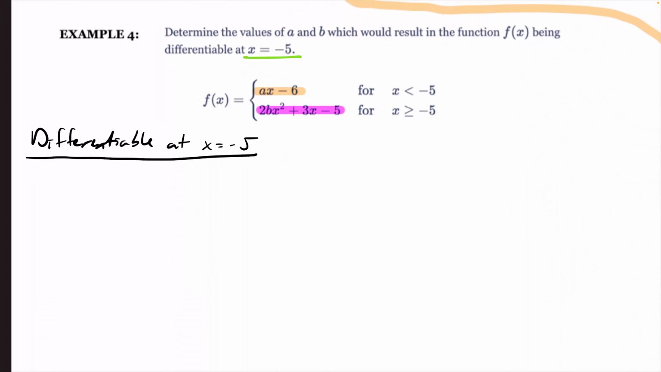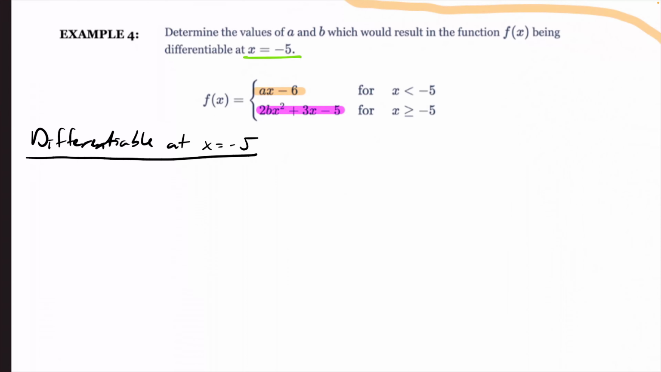Okay, so again, to check for differentiability, I'm going to use derivatives. We use derivatives, not the original. If you're checking for continuity, we're going to use f of x, but we're checking for differentiability. So we need to check. So first thing we need is a derivative. Okay, so I'm going to take the derivative of f of x.